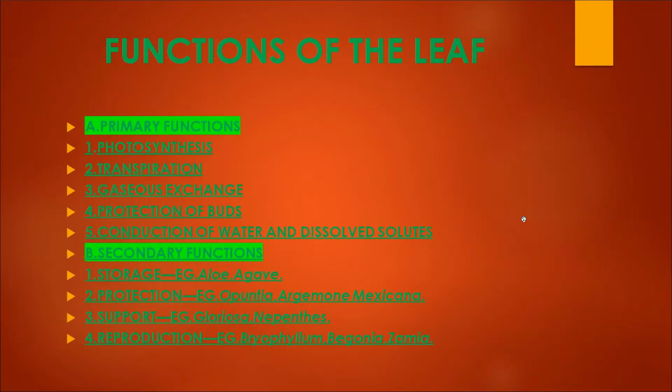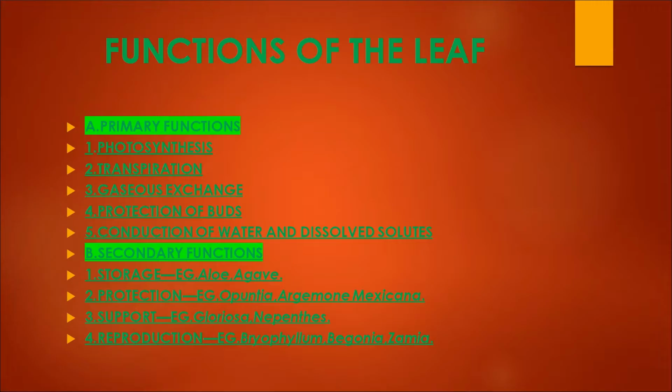What are the functions of the leaf? First, the primary functions. What are the primary functions? First one, photosynthesis, prepares the food for the plant. Transpiration, loss of excess water from the plant. Gaseous exchange, it takes in oxygen for respiration and takes in carbon dioxide for photosynthesis. The leaves protect the growing buds, and conduct the water and the dissolved solutes.